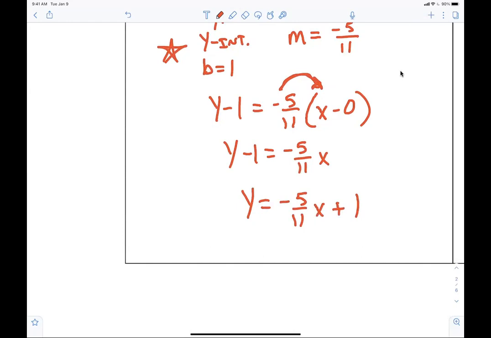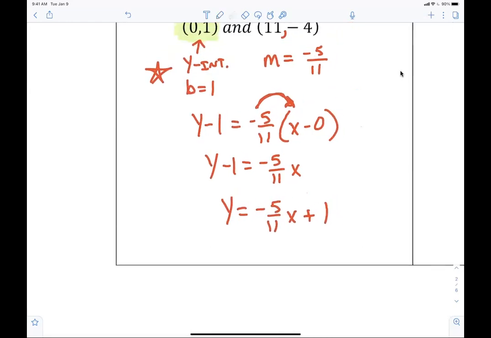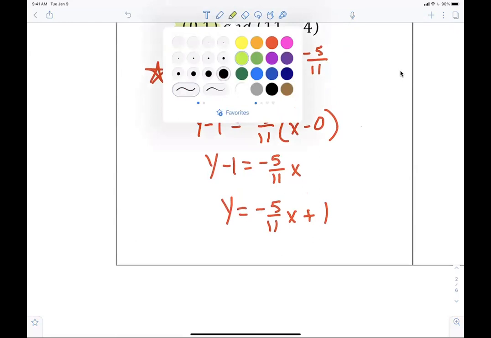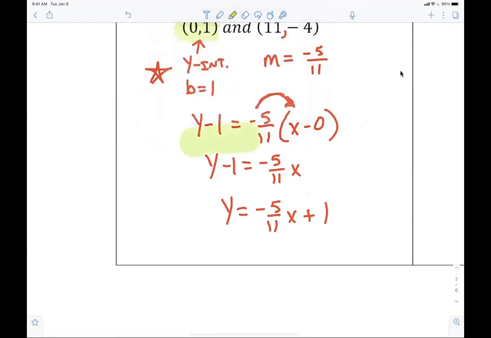And that's your answer. Now, here's what I'm trying to ask everybody right now. Stop turning the page. Look right here. Did I have to write that? No, because I already knew the y-intercept was 1 and I knew the slope was -5/11. So I could have just plugged it into the equation. But again, most people don't know that. They just automatically convert it into point slope and then go from there.